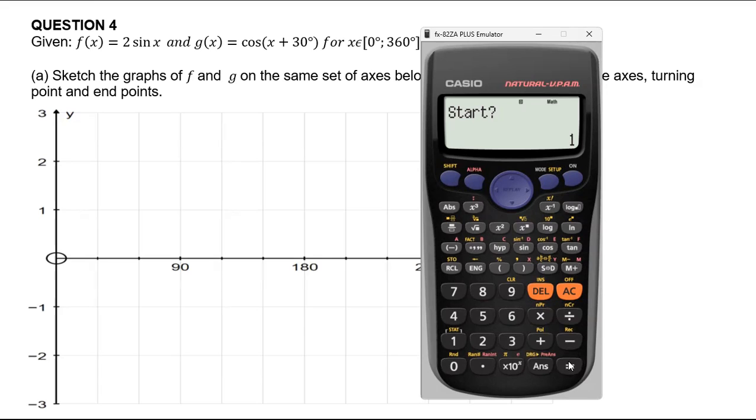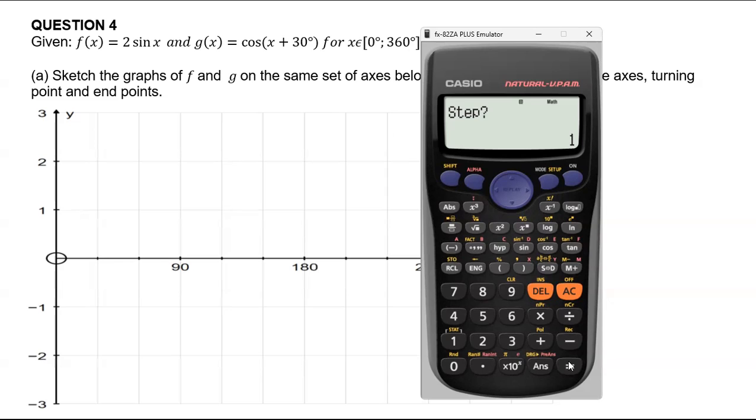Okay, here my starting point will be at 0, and I'll end at 360, obviously. My steps will be that I told you to find the period. You just have to take 360 and divide it by the coefficient of the angle. The coefficient of x there is 1.